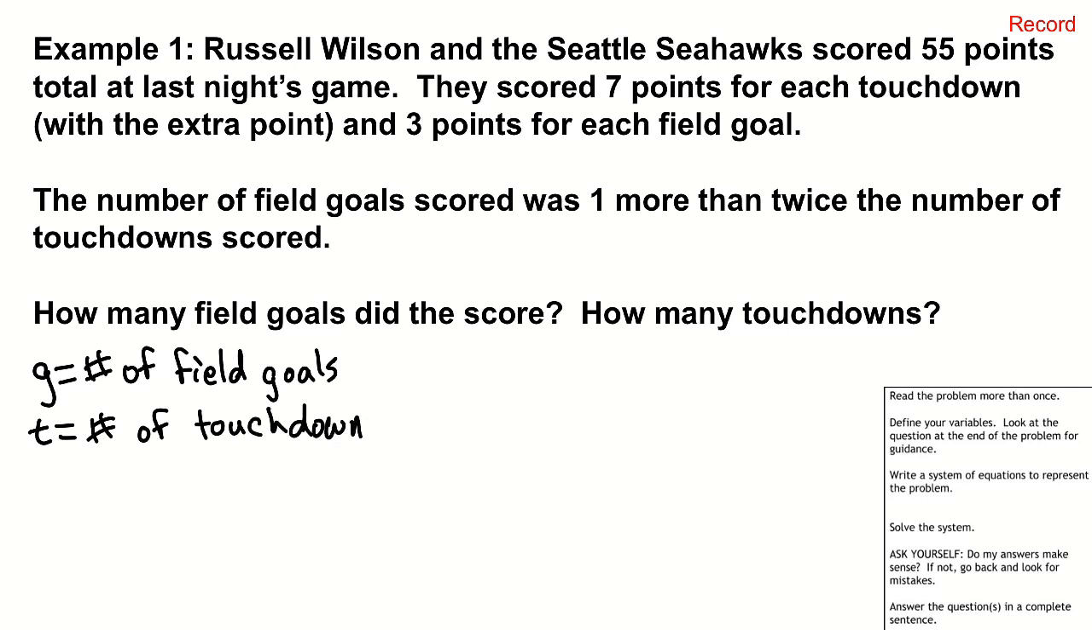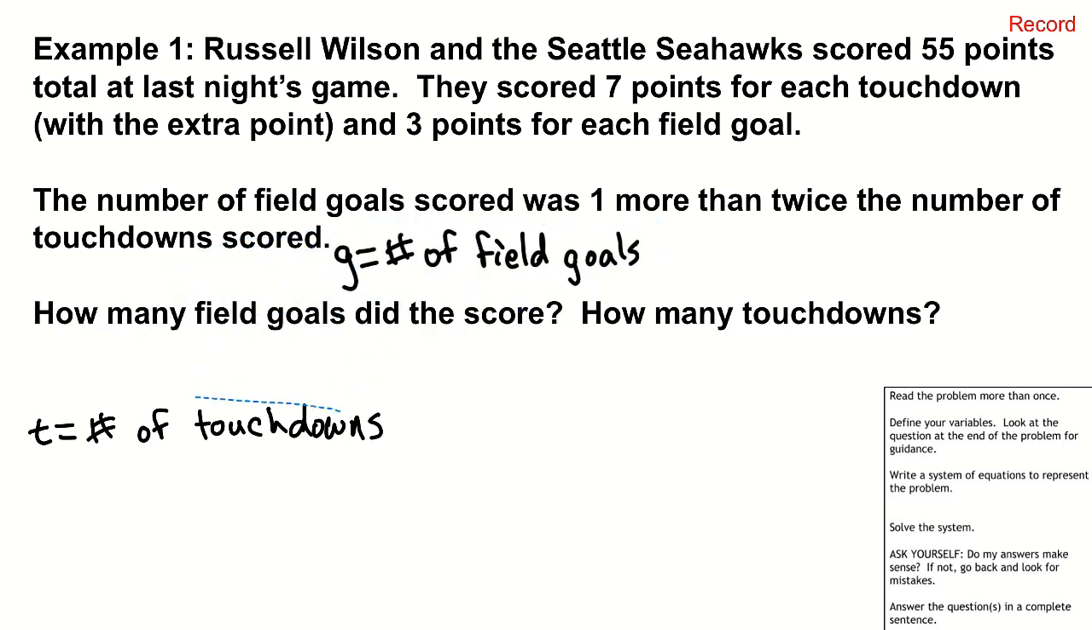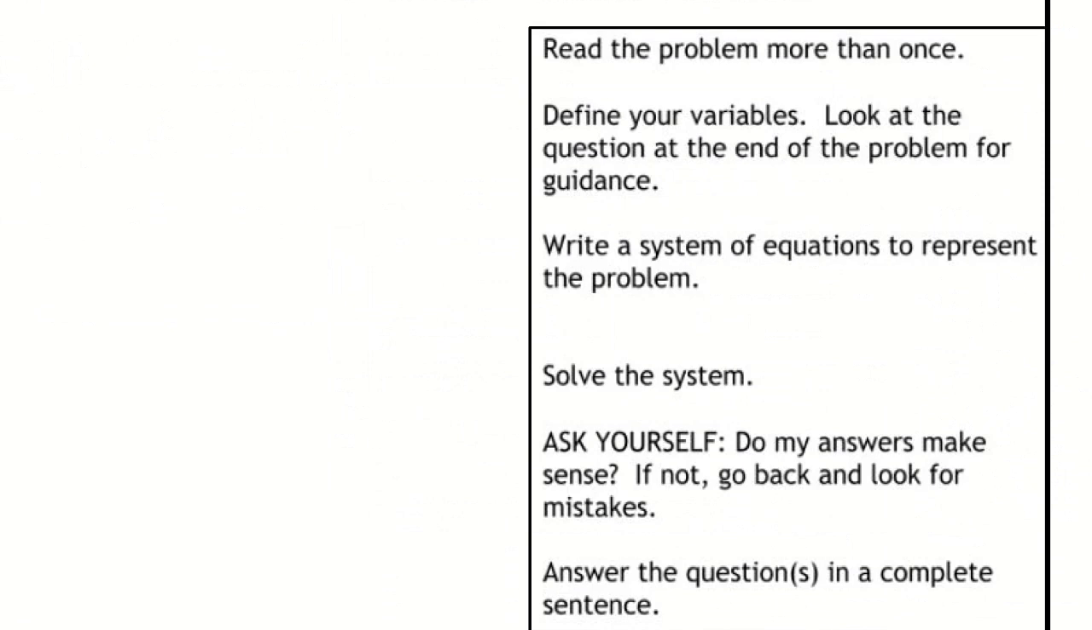And you should write that down in your problem. This is a step that I see a lot of students skip. And even as a teacher, I've been doing math a long time. I still write down the definitions for my variables when I'm defining those variables. It's a really important step. Next step, write a system of equations to represent the problem.